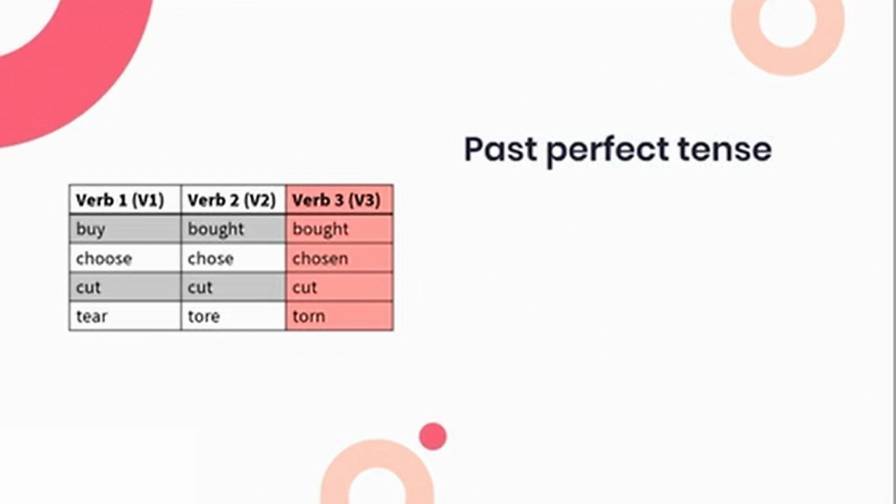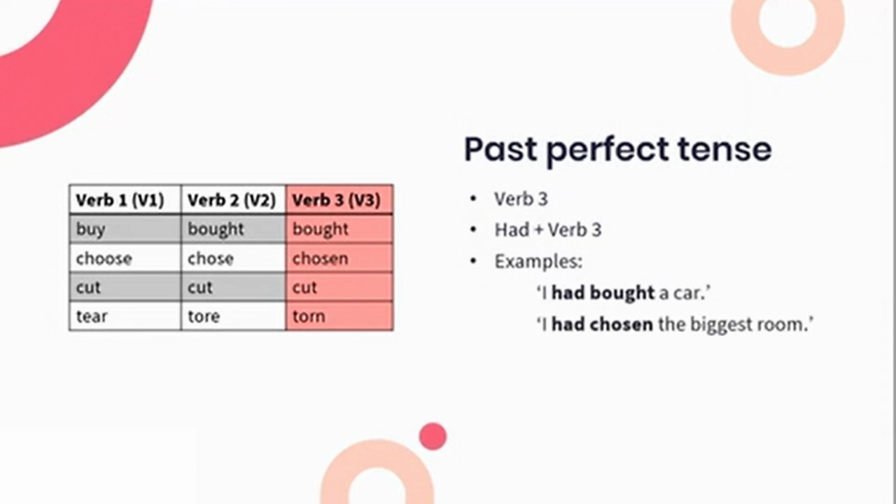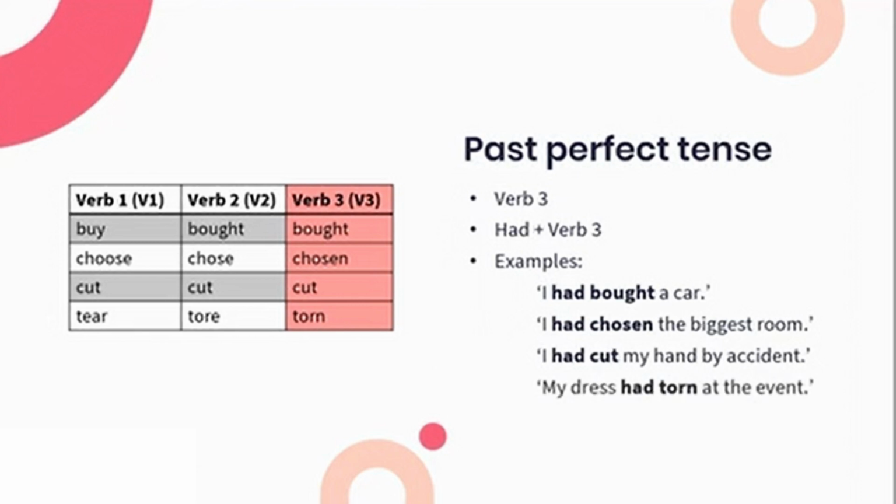For past perfect tense, we use verb 3. The formula is had plus verb 3. So we will only use the verb 3 column in the table. Here are some examples. I had bought a car. I had chosen the biggest room. I had cut my hand by accident. My dress had torn at the event.